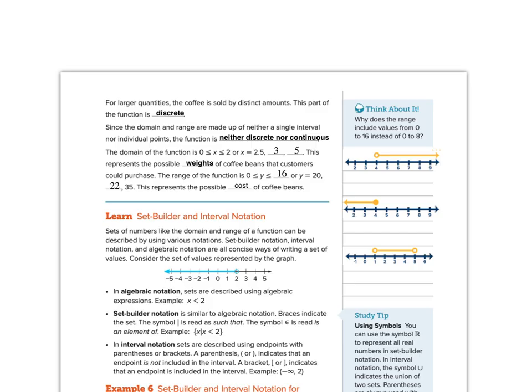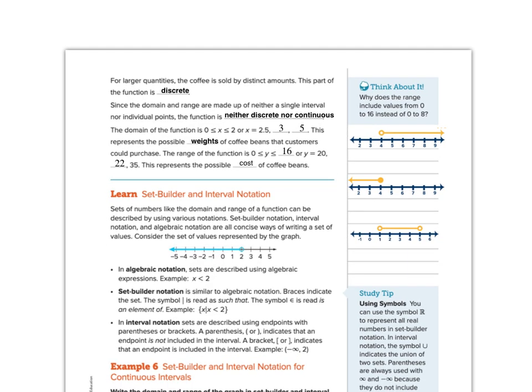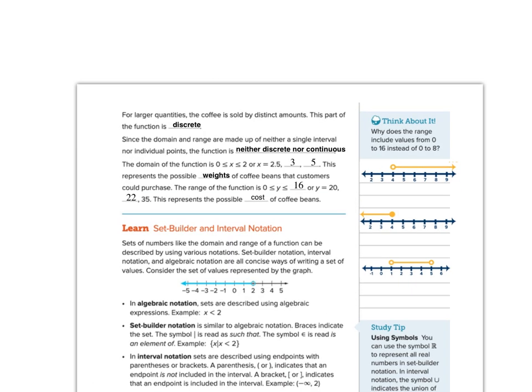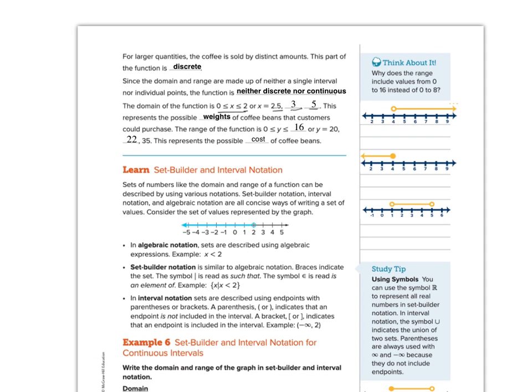Looking at the domain and range again, the domain of that function was 2 pounds, up to 2 pounds, right? Up to 2 pounds, 2.5, 3, and 5. That was the domain. And then the range would be the cost, right? So I put in a certain pound of coffee, I get out a cost. So that is my input, output of the function.